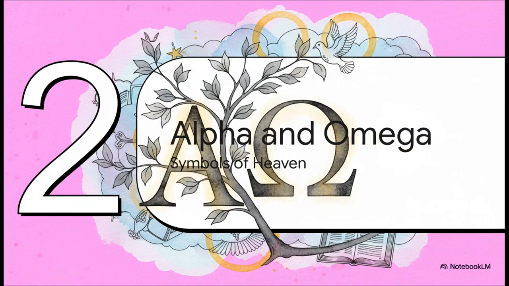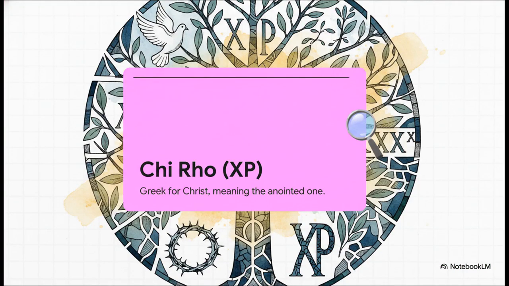Moving right along to Section 2, the Alpha and Omega, symbols of heaven. Zooming in right at the top of the arch, we can translate a few key Greek symbols that you absolutely need to know for your GCSE exams. Up there, you'll see the letters XP. This is the Chi Rho. It represents the Greek word for Christ, which literally begins with these two letters, Chi and Rho.